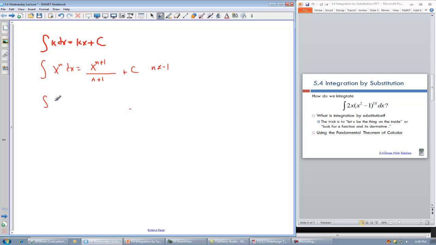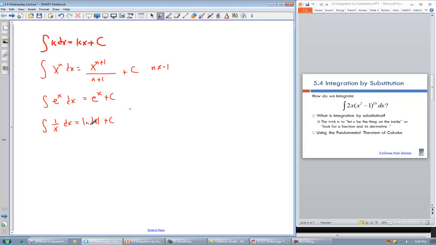And the third type is the integral of e to the x dx. The integral of this is just e to the x plus c. And finally, the integral of 1 over x, so this is when n is equal to -1, dx is equal to ln and then the nasty absolute value of x plus c.